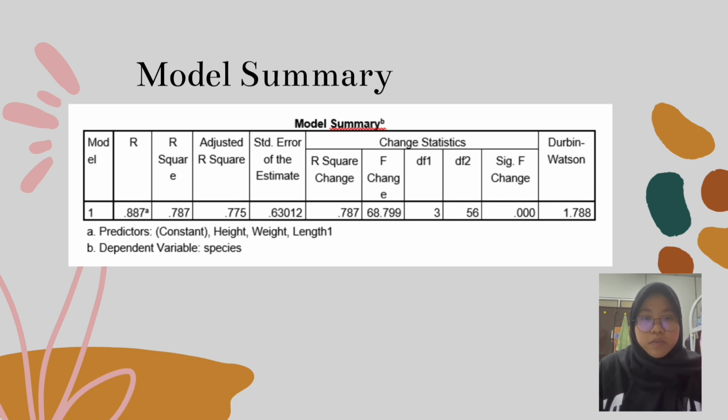The model summary table shows a strong relationship between the model and the dependent variable. The R-square value is 0.787, which means 78.7% of the variation of the species can be explained by height, weight, and length. The adjusted R-square is 77.5%. And lastly, the Durbin-Watson statistic is 1.788, which means almost 2.